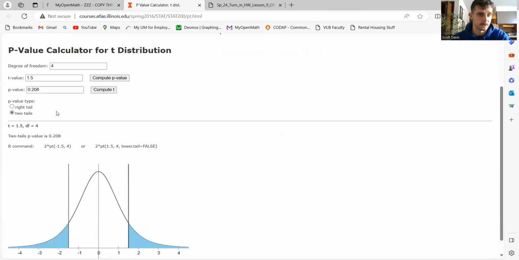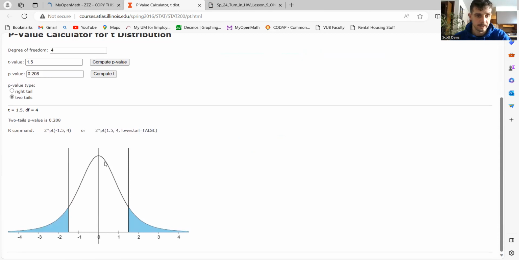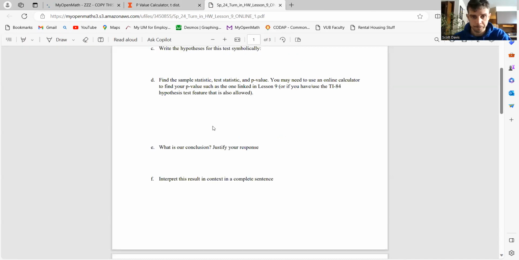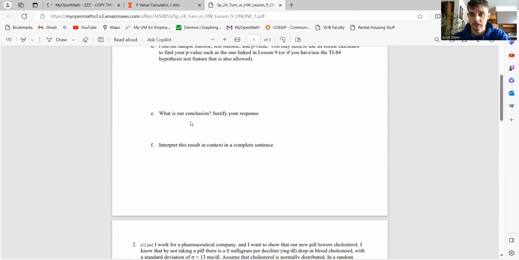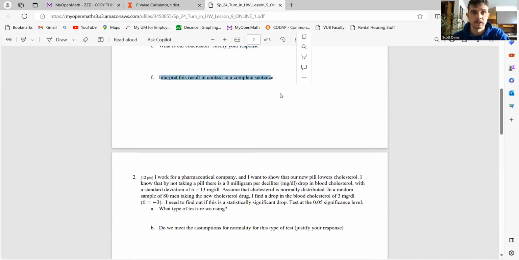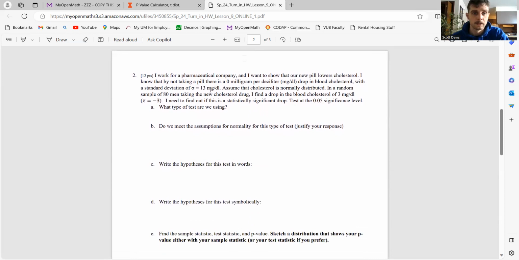If you need 2 tails, just do 2 tails. And I really like it because it also has an image of the distribution, so you can see where that probability is coming from. So find those values here. Tell me how you did it. Write the conclusion, which is just reject or fail to reject, and comparing p to alpha. And then here is where you interpret that result in a complete sentence. Again, how to interpret it will be given in those examples.